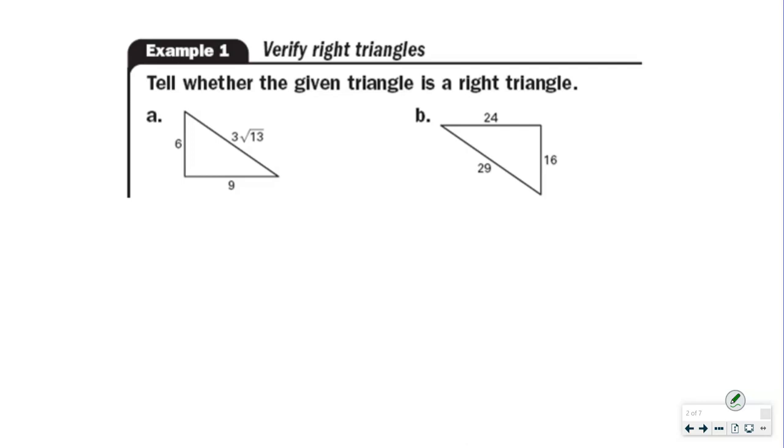It comes out to 10.8, which is longer than 9, so that is what we're going to use for our hypotenuse, or our C value. So 6 can be our A, 9 can be our B, and 3 square root of 13 can be our C. So 6 squared plus 9 squared, and we're going to set it up equal to 3 square root of 13 squared.